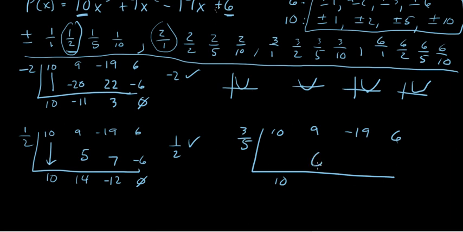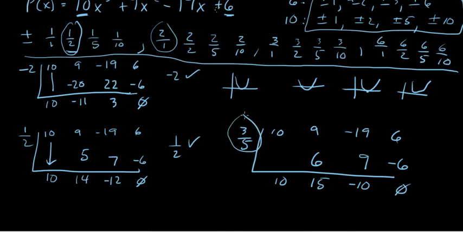3/5 of 10 is 6, okay, and 9 plus 6 is 15. 3/5 of 15 is 9. Okay? And if I'm going too fast for you, just stop and do a little bit of multiplication in your head, but this is correct. Negative 19 plus 9 is negative 10, and 3/5 of negative 10 is negative 6. And so 6 and negative 6 make 0.